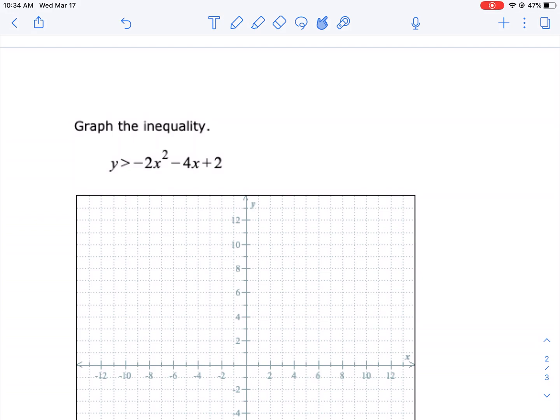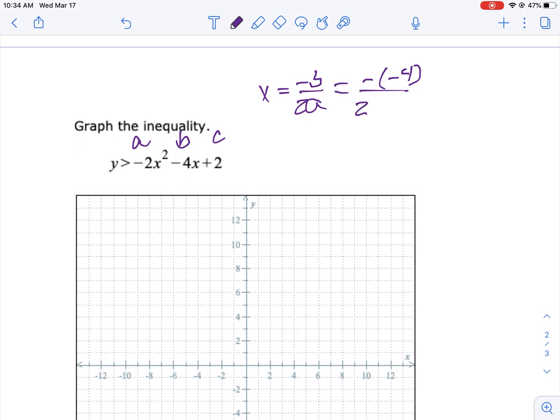The first way, we're going to find the vertex. We're going to find the axis of symmetry. So we're going to do x equals negative b over 2a. Remember, a is negative 2, b is negative 4, and c is 2, although we don't need c on this one. So we're going to do the opposite of negative 4 all over 2 times negative 2. Well, the opposite of negative 4 is positive 4. 2 times negative 2 is negative 4. So the vertex of our parabola is at negative 1.